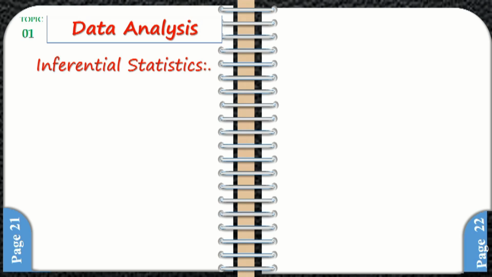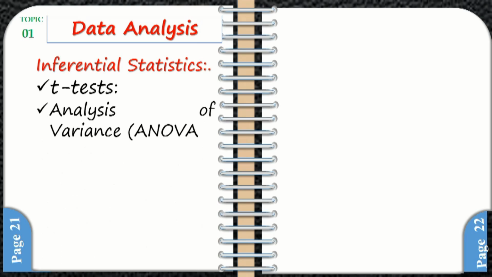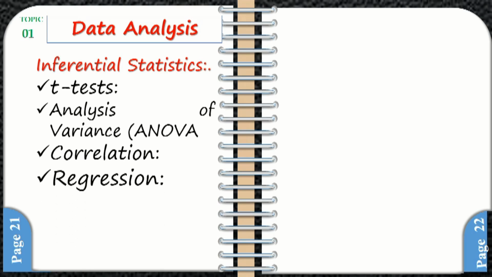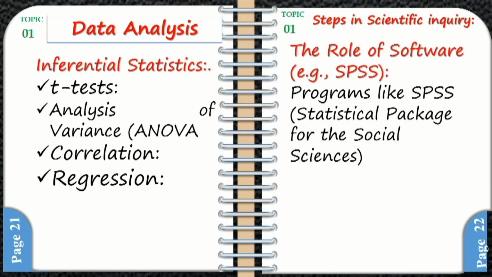Also, we move to inferential statistics, where we have the data to have predictive power. We use various tests, for example, t-tests, or analysis of variance, that's ANOVA, or correlations or regressions.